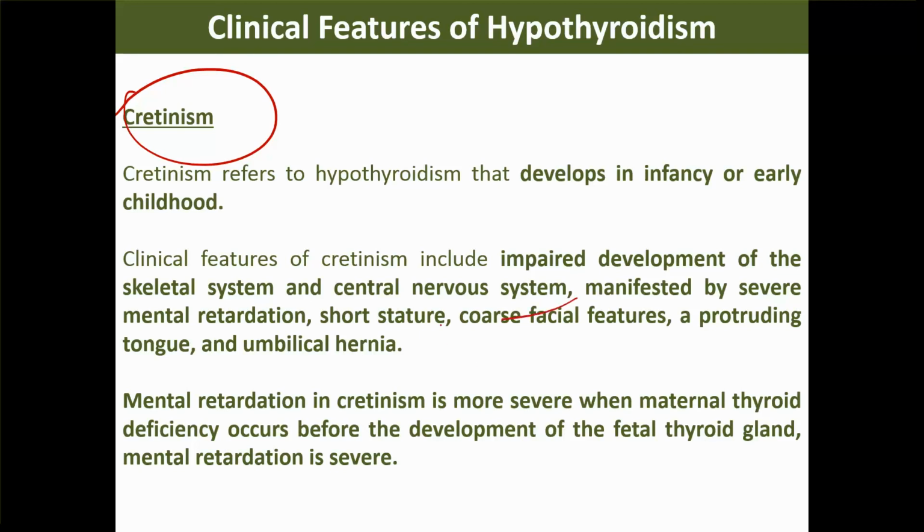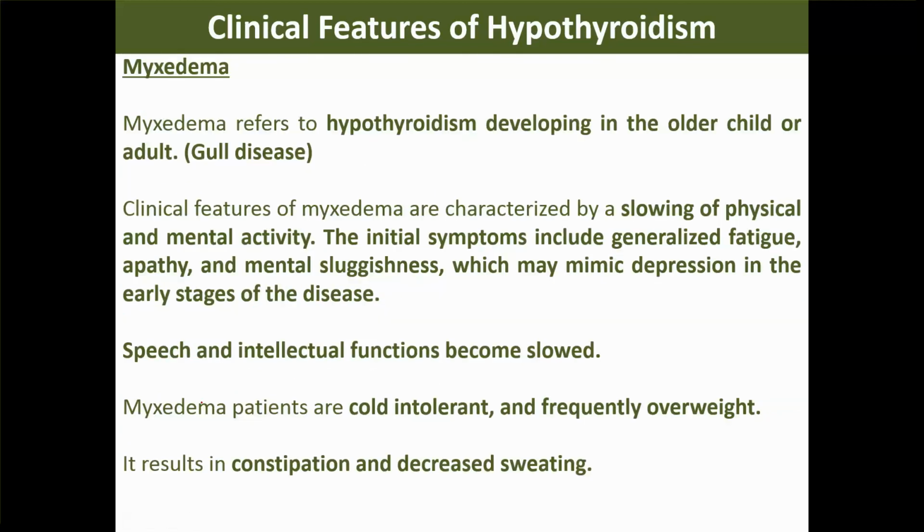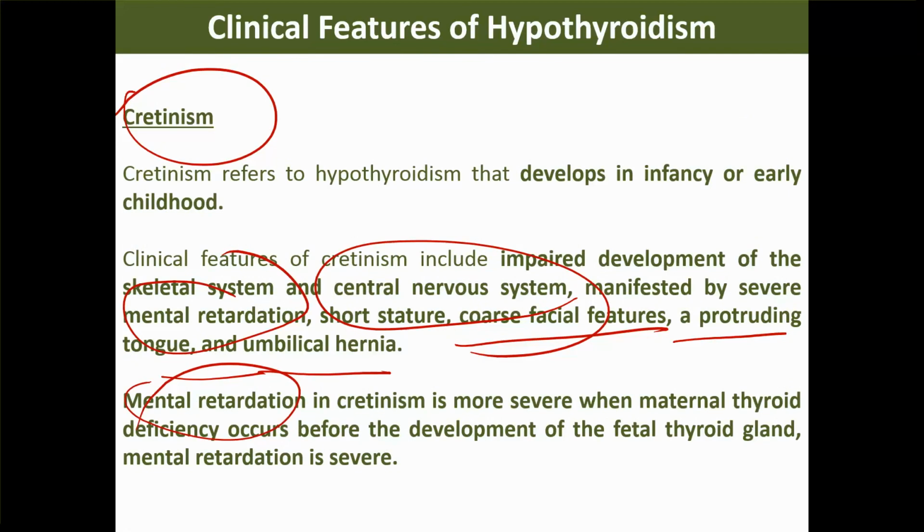Clinical features: they produce cretinism, which is childhood hypothyroidism. Remember, it affects the central nervous system, and mental retardation will be very characteristic. They have other features like a protruding tongue, coarse facial features and umbilical hernia, but characteristically they will have serious mental retardation. Mental retardation will be more severe if the mother has hypothyroidism, maternal thyroid deficiency, before the development of the fetal thyroid gland.